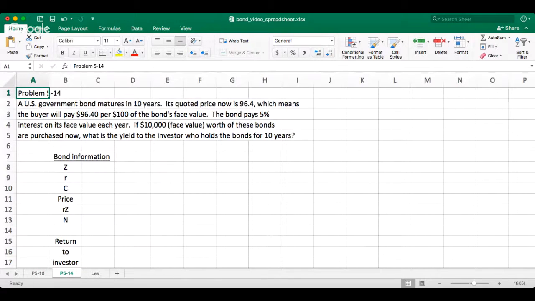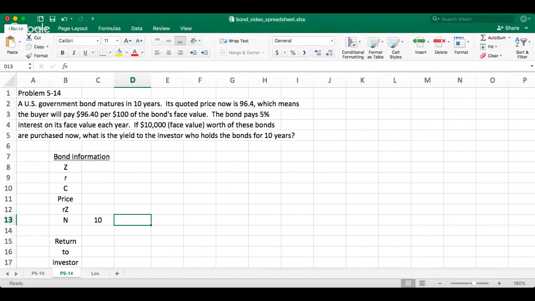Here we go. We'll look at this one. It's another annual dividend problem. Here's a description of the bond. A U.S. government bond matures in 10 years. And I'll go ahead and put it in here. It's an annual dividend. So I'm just going to go ahead and put in the 10 years down here for N.